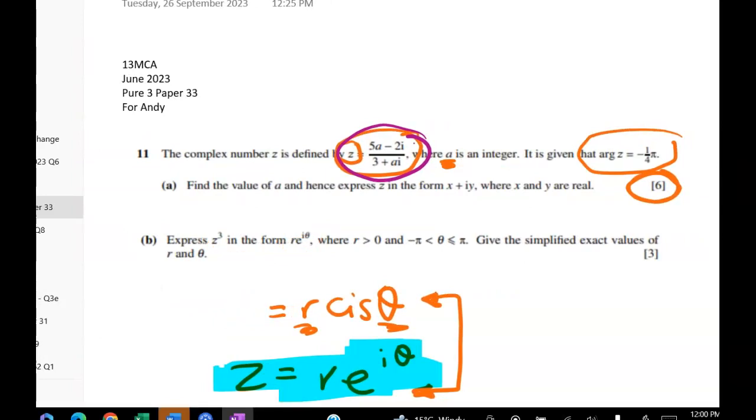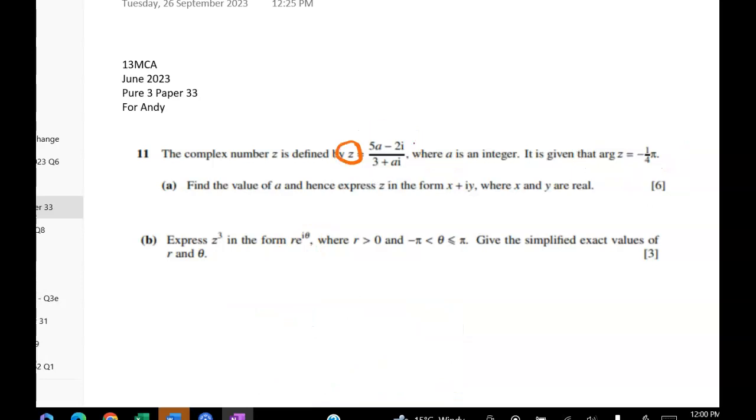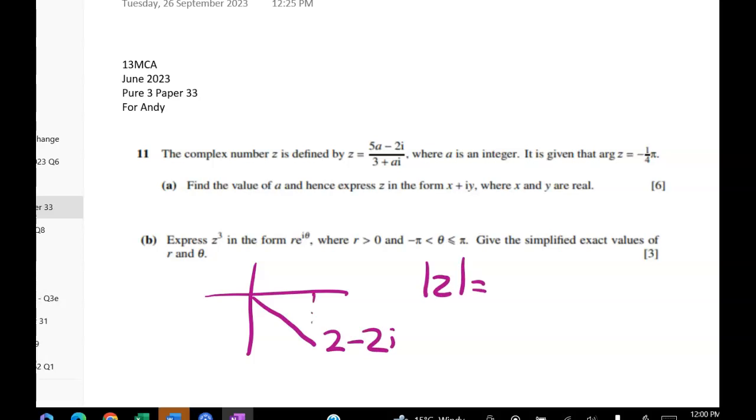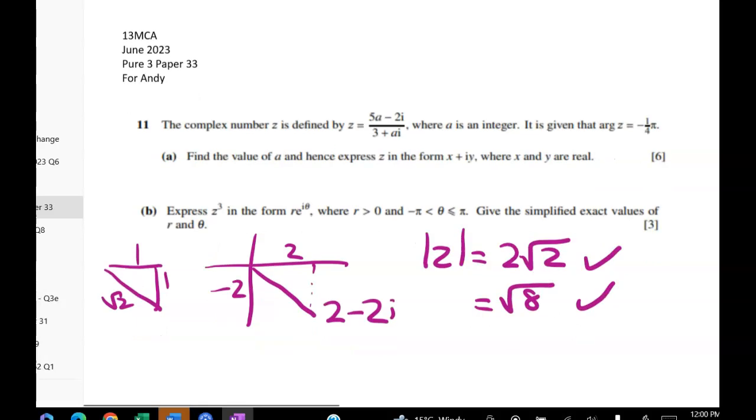We have to express z cubed in exponential form. Right, so here's my picture of z. Z is 2 minus 2i. So the magnitude of z, so this is 2, this is negative 2 down here. This is just a scaled up 1, 1, root 2 triangle. So the magnitude of z here is going to be 2 root 2, which is just the square root of 8. Either of those is fine.